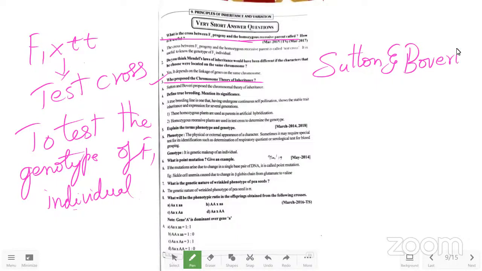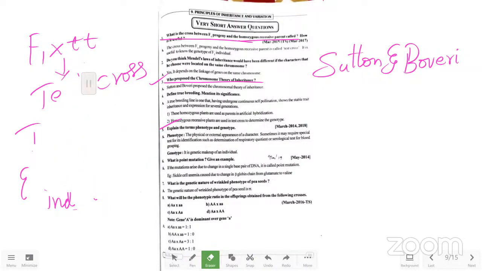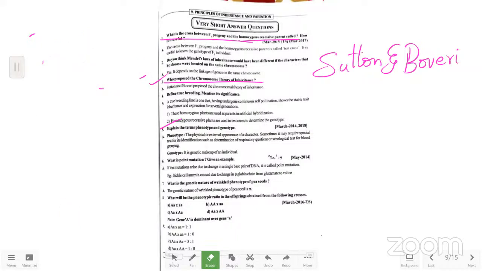Okay, next one. Explain the terms phenotype and genotype. Phenotype means the physical appearance of the organism. That is called the phenotype.